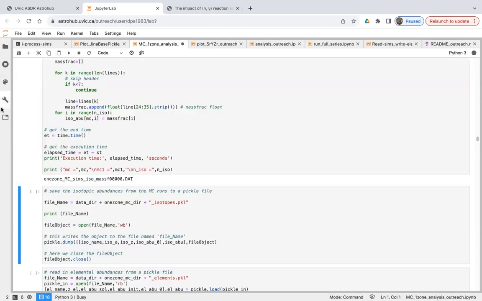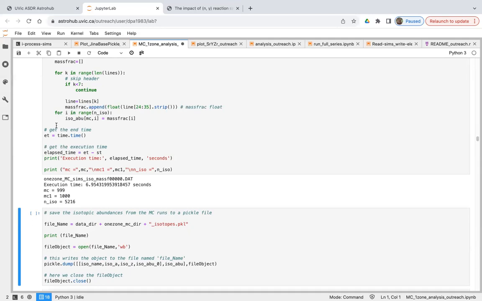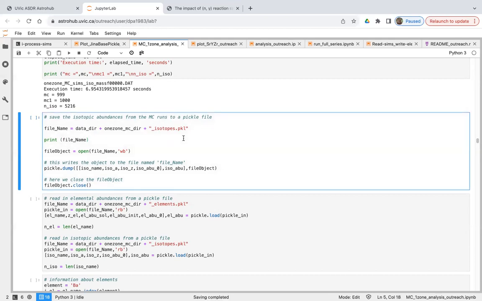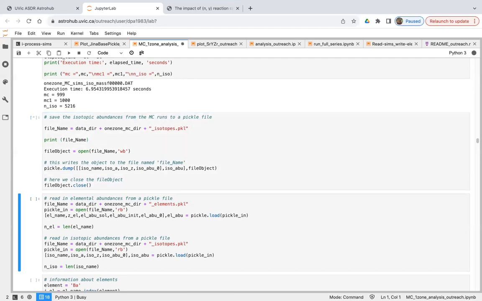This cell is usually executed faster than the cell for elemental abundances, because in the cell with elemental abundances, isotopic abundances for the same element have to be summed up. This takes some time, so it's done already. Now we save isotopic abundances like we did with elemental abundances in a pickle file, so that they can be used later. Later we don't have to read them and wait some time. Okay, so just save them.